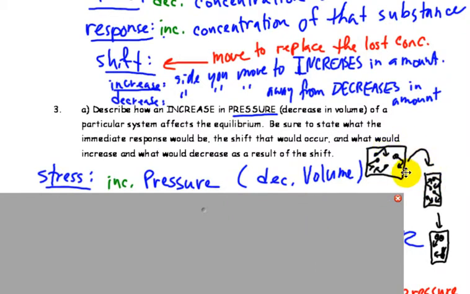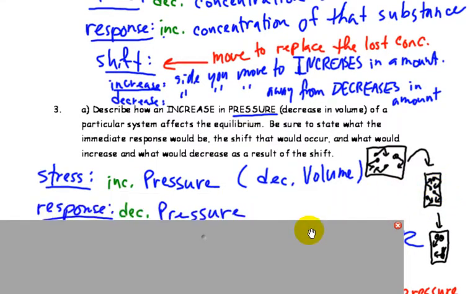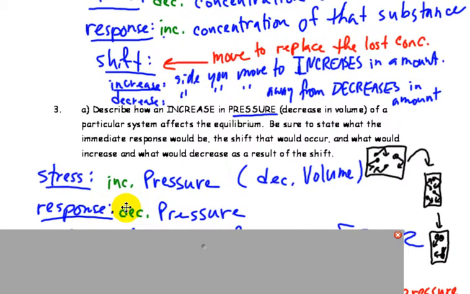So if we look at what happens with gases, if I have 4 particles of gas moving around hitting the walls of the container, and if I was to decrease the volume by a half, there's an increased pressure there. These molecules are closer together, they hit each other harder, etc. So as a result, the gases try to alleviate the pressure, and they do that by making a smaller number of molecules. 4 molecules becoming 2 molecules. The 2 molecules will exert less pressure than 4 molecules. So that's a key thing to remember.